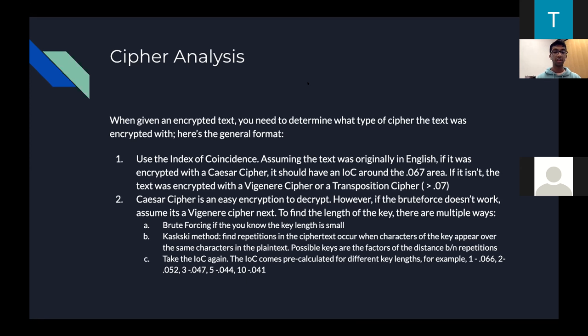So we know that the Caesar cipher is an easy encryption to decrypt. But again, since we already brute forced it, we know that a Vigenère cipher might possibly be the next encryption. So to find the length of the key, there are multiple ways. Given assignment 3 for the Allen test, if you eventually got the Allen test, you knew the key was around 6. Or was it 5? One of the two. So in the case that you can estimate that the key is really small, you can brute force the key and split the encryption into n parts and solve from there on.